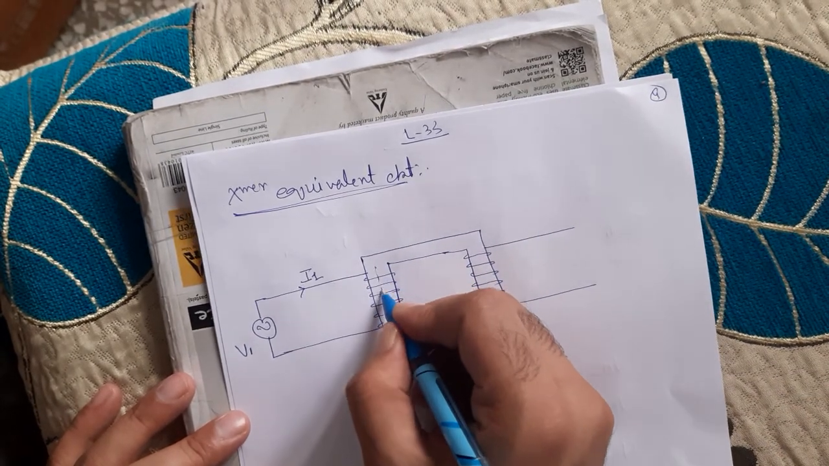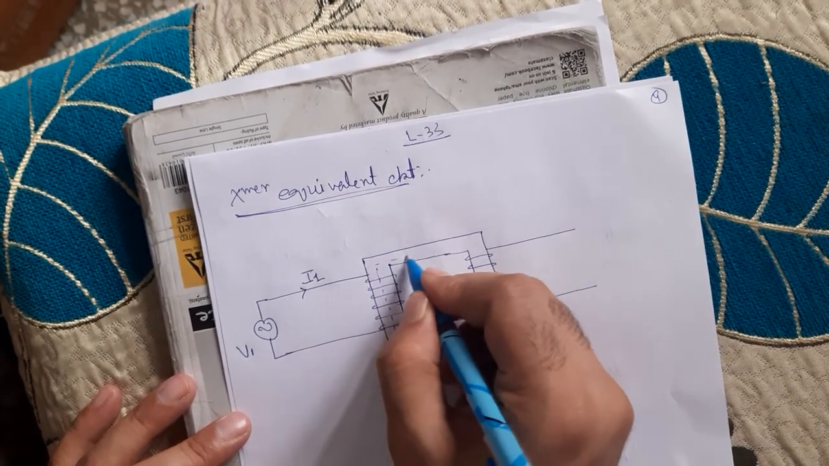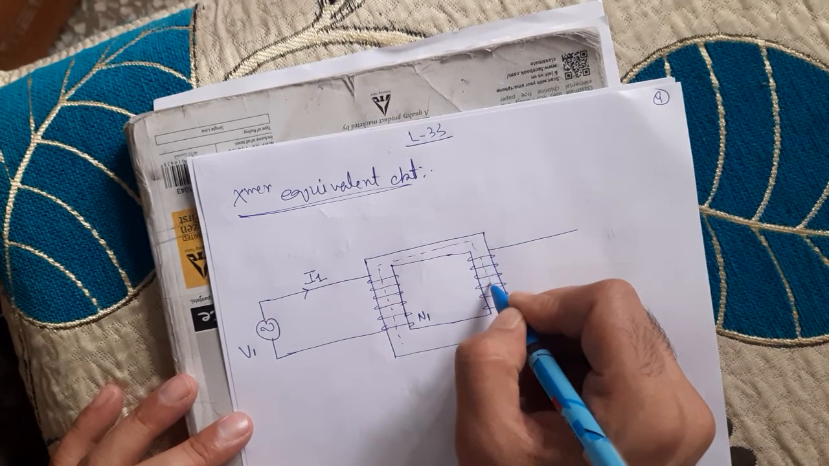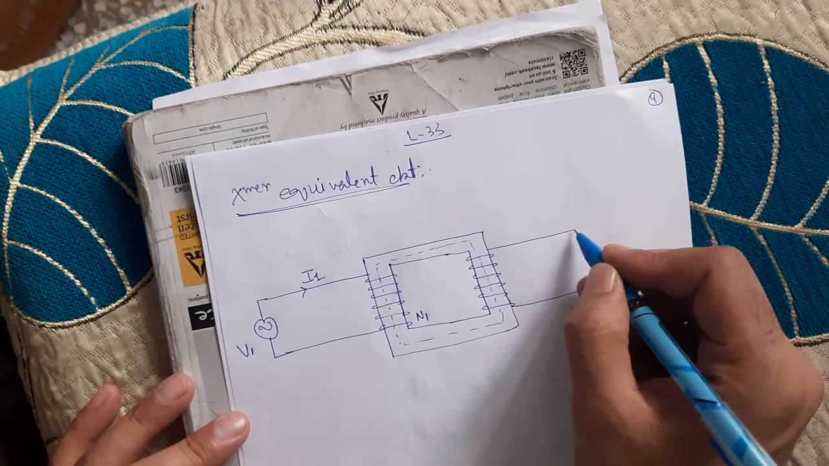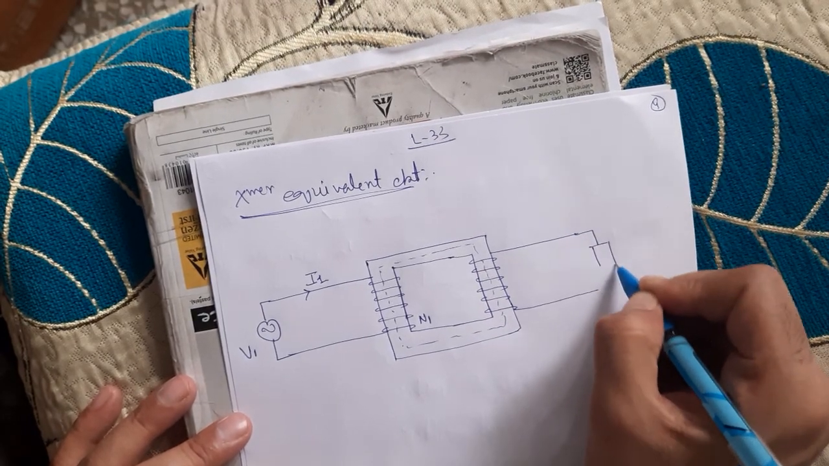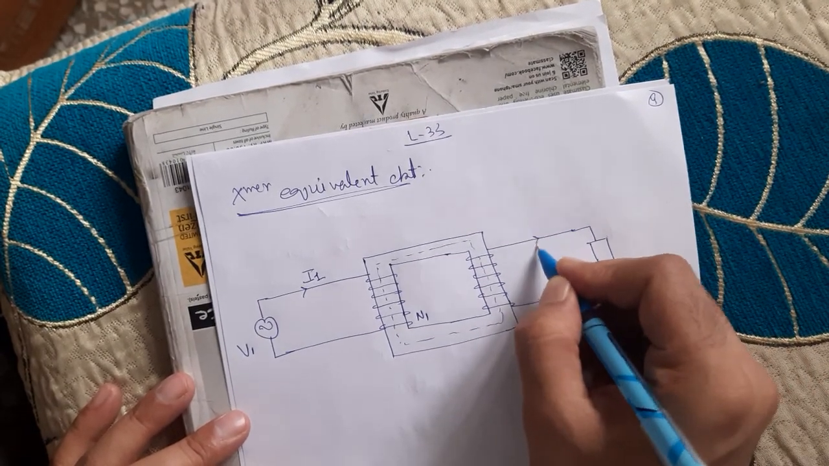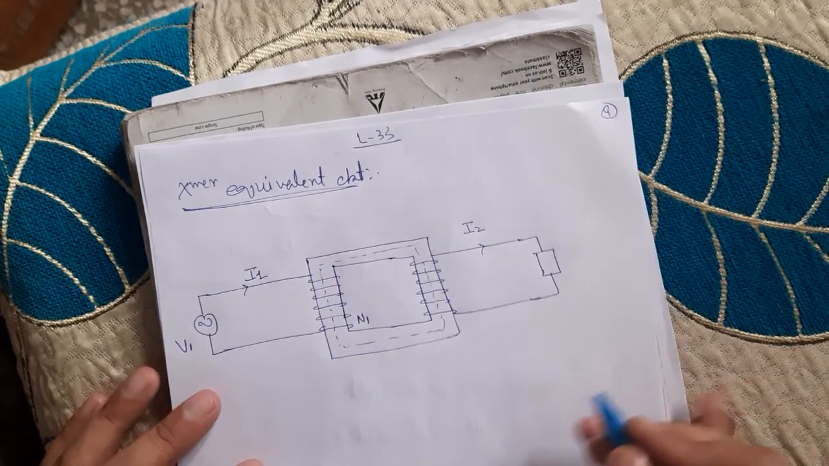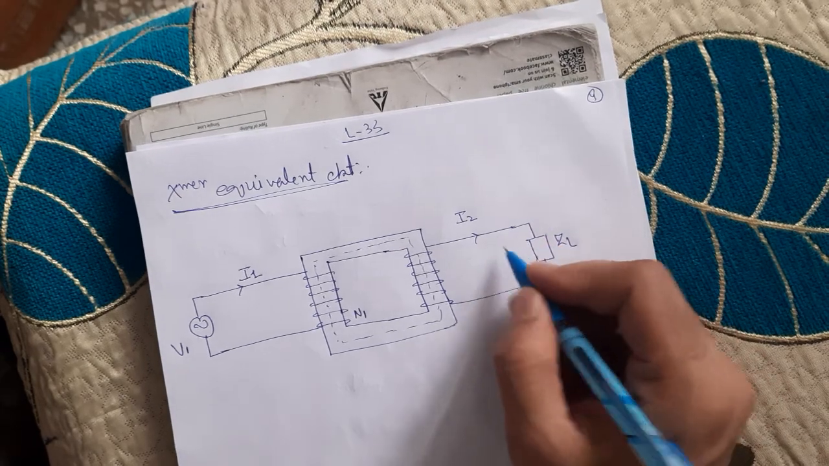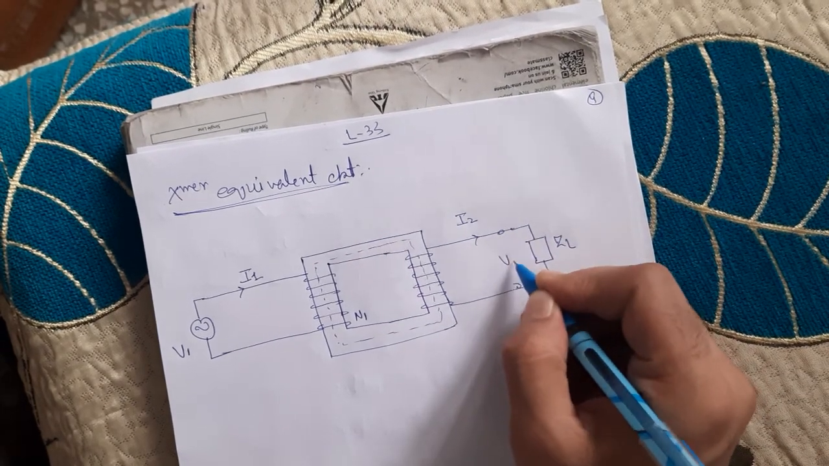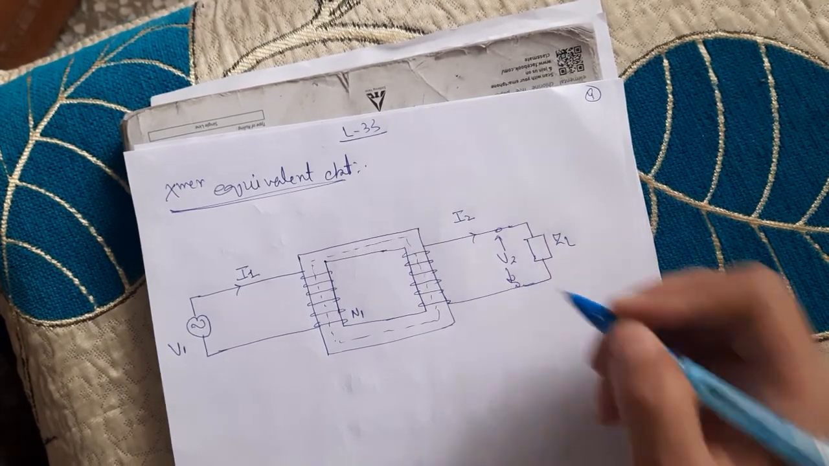Now because of this current flow in the primary winding, a flux is set up that follows this magnetic path, and it passes through the secondary winding as well. And if the circuit is closed, some current I2 will flow in the secondary circuit, and suppose ZL is my load impedance that I have connected across the output, and the voltage here is V2.